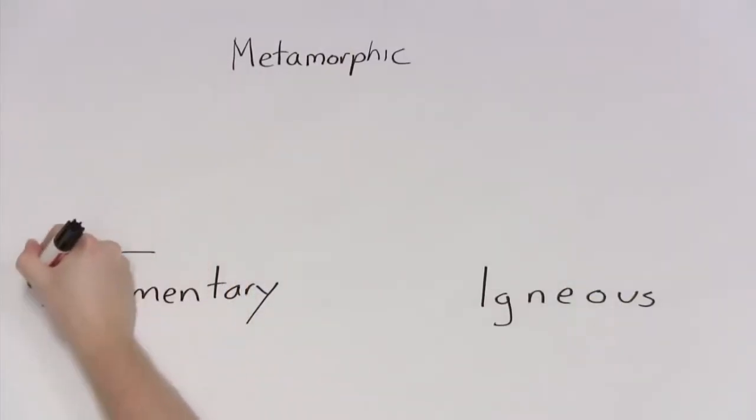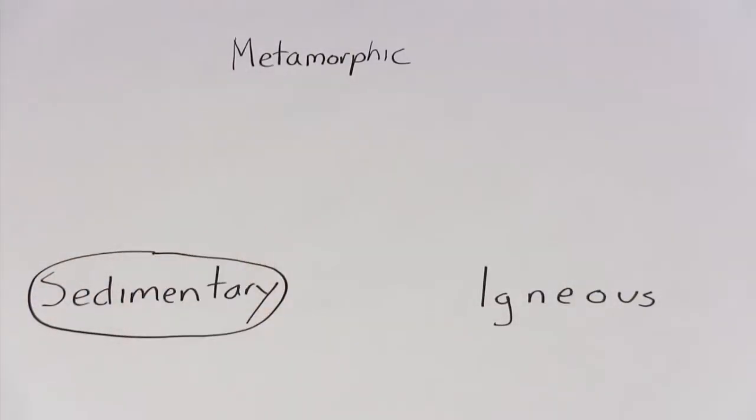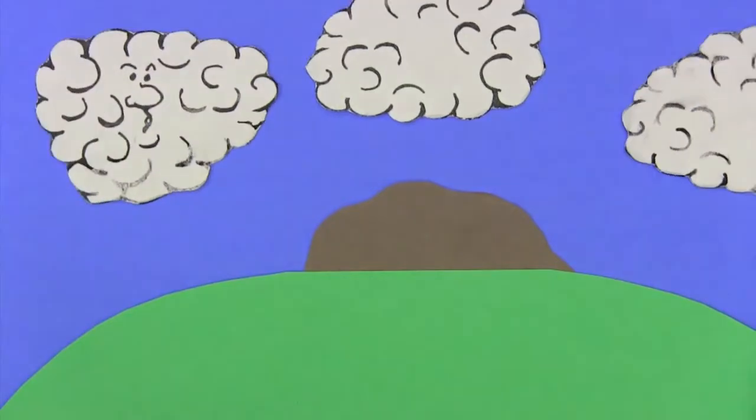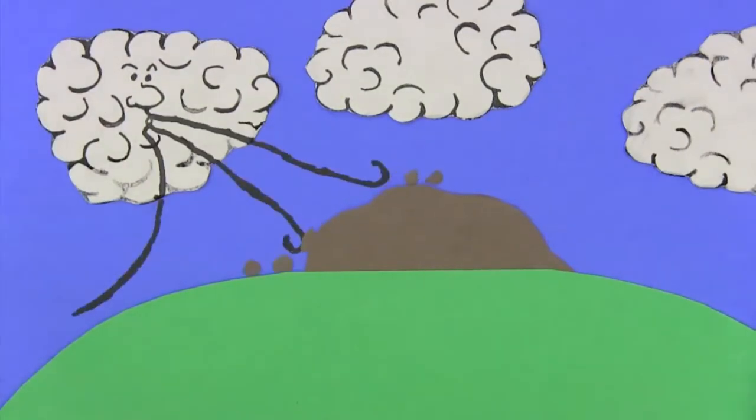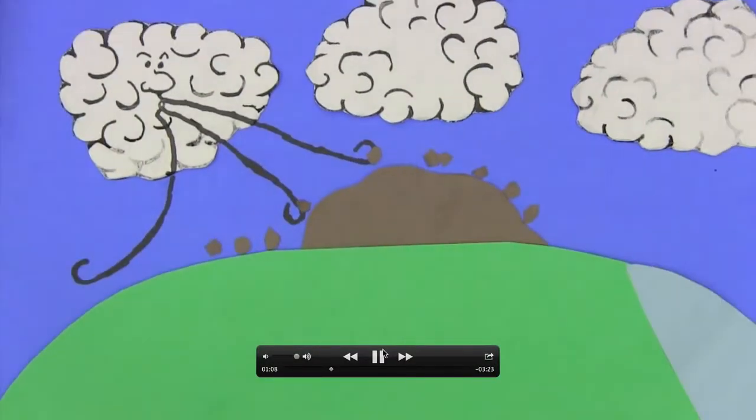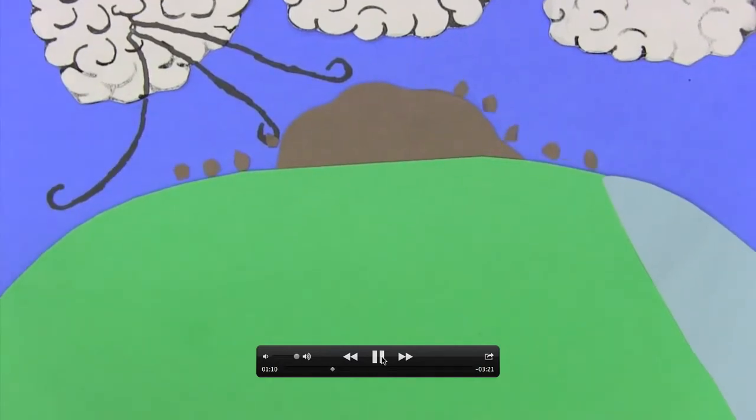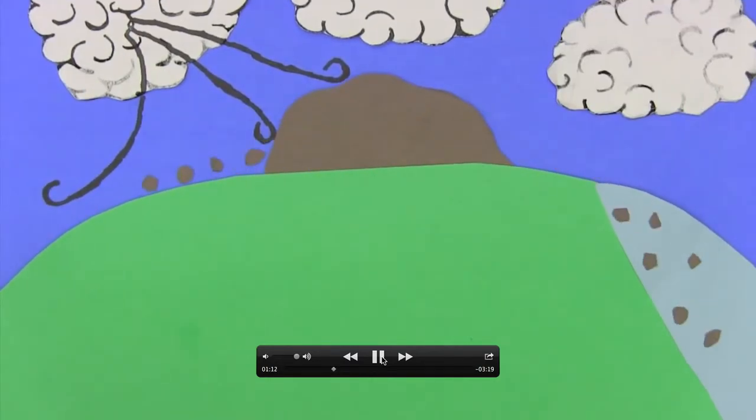The first type of rock we'll talk about is sedimentary. On the surface of the Earth, wind and water break down rock into tiny pieces. Those pieces might collect in a riverbed, on a floodplain, be swept into sand dunes, or collect on the ground. That process that actually breaks up the rocks is called weathering.